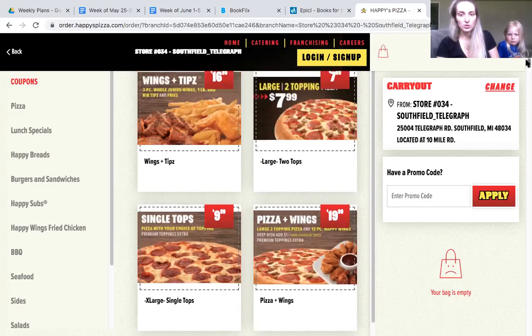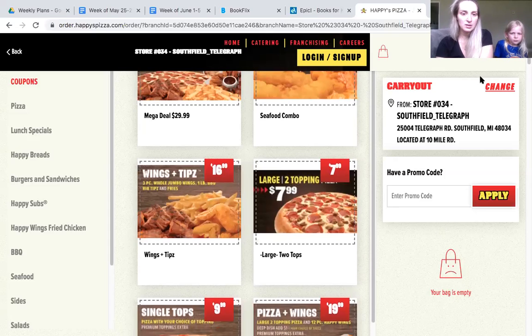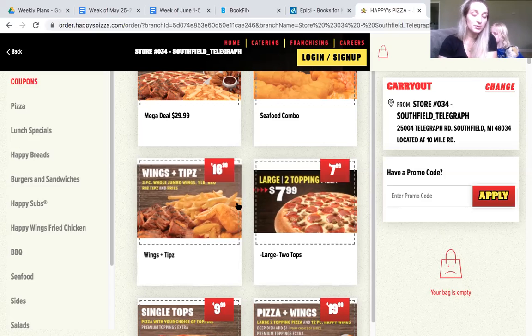I'm going to keep scrolling up here a little bit. Okay, here's our next one. We have a wings and tips deal and a large 2-topping pizza. So if you were at the restaurant, you were trying to decide which of these costs more. You were looking and comparing. We call that comparing when we look at 2 numbers. Look at the first one. 16 in front of the decimal, 99 after the decimal.